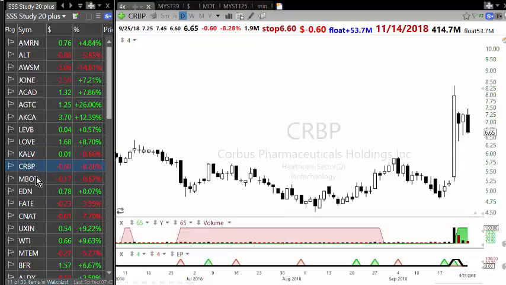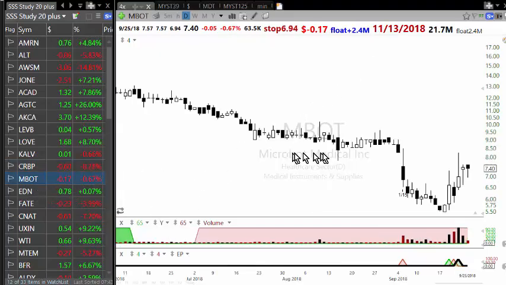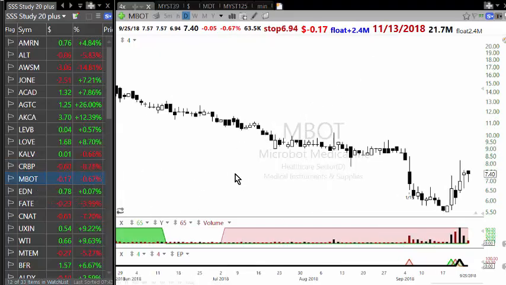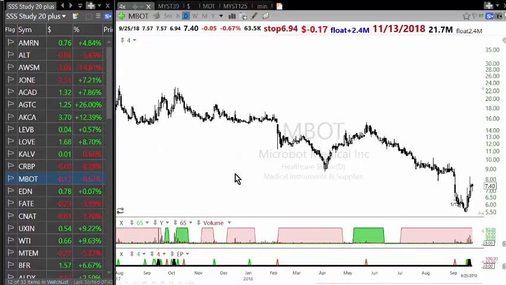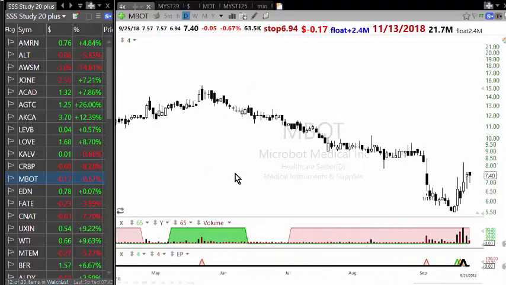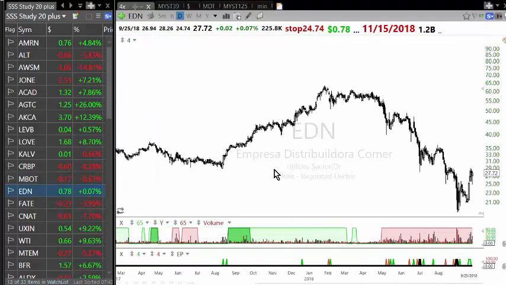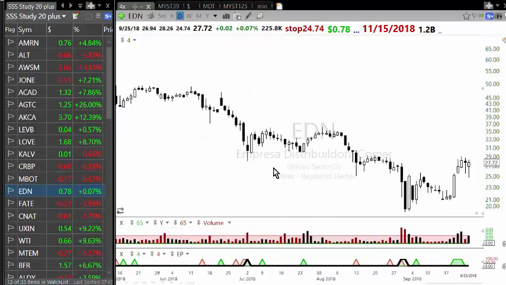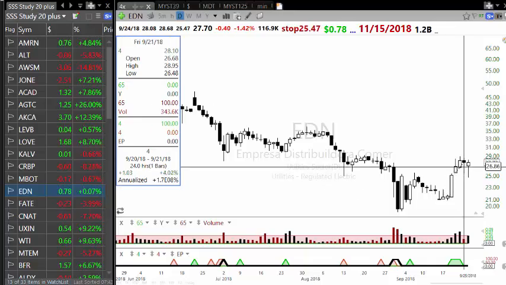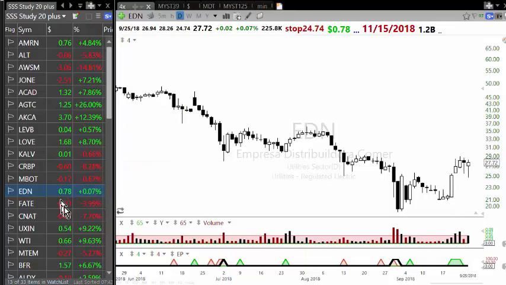Okay, now this has got high float, but MBOT, molecular medical, again, where did this move start from? Aiden, where did this move start from? There's a big 3 days move. Where did it start from?